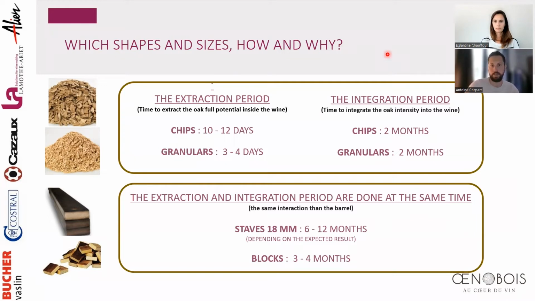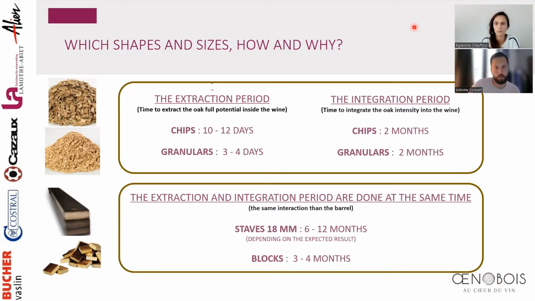The second period is called integration. I mean, it's the time to integrate the oak intensity into the wine. So when we are working with chips and granular, we need about 2 months to integrate the aromatic compounds into the wine.